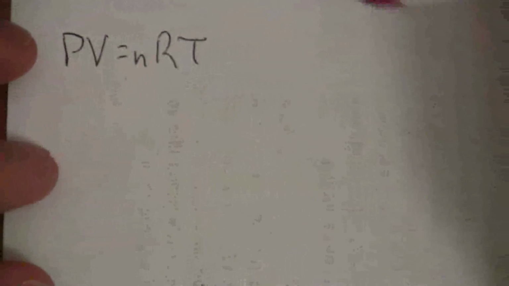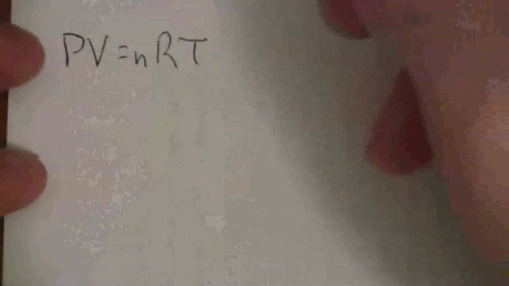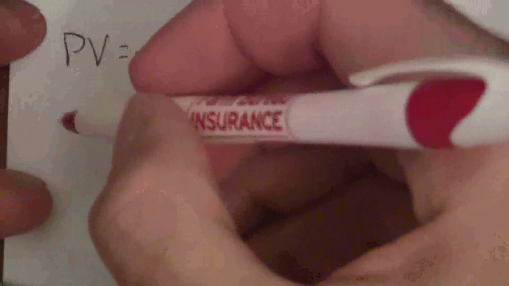So we've learned that the ideal gas law is PV equals nRT. Now we're going to look at a few different things that we can do using the gas law. First, let's define some standard conditions.